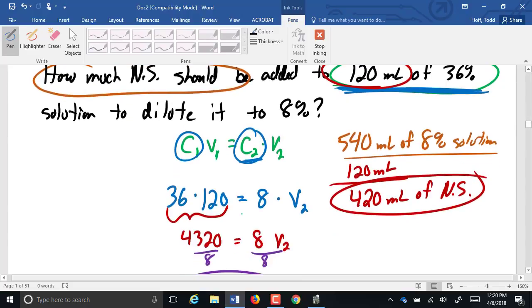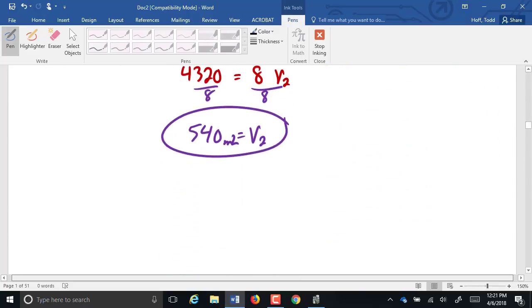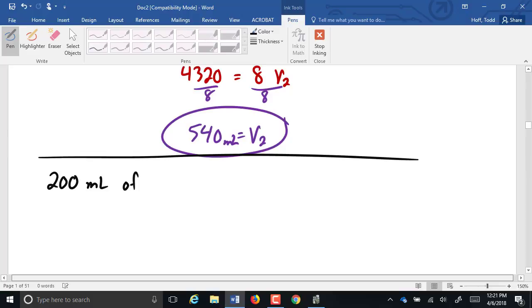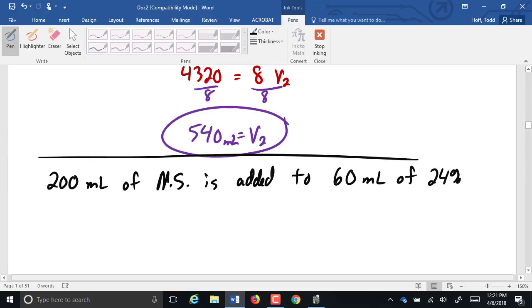And of course, the reverse of that could be true as well. We could say that 200 milliliters of saline is added to 60 milliliters of 24% solution. Find the new concentration.